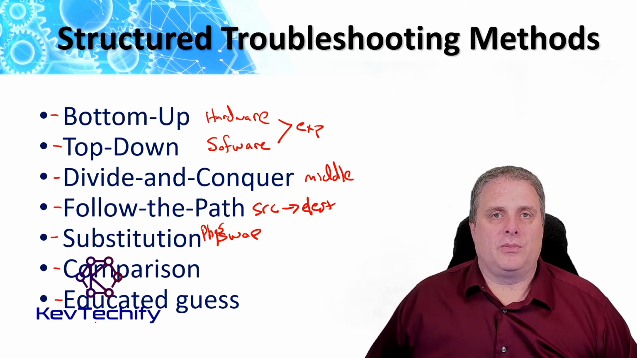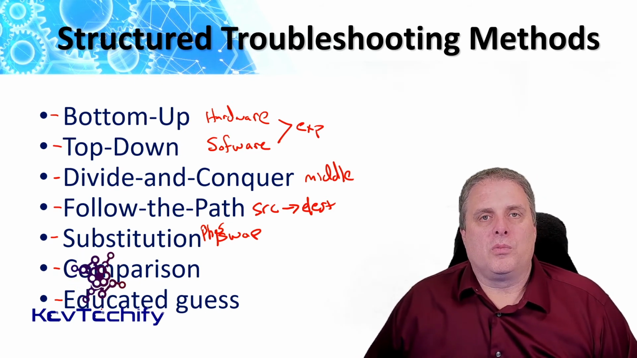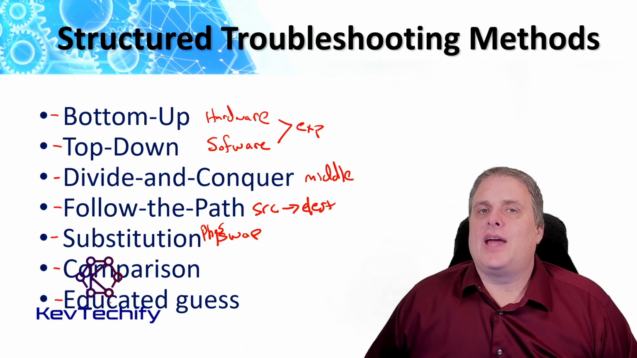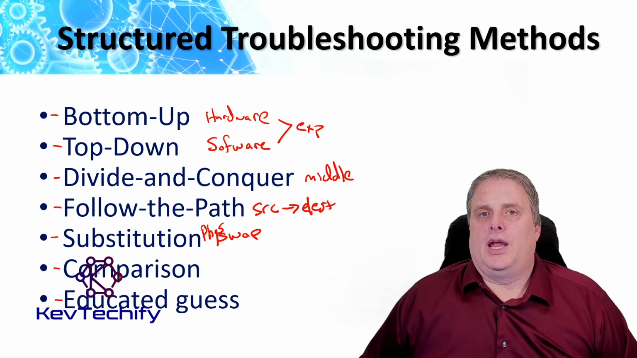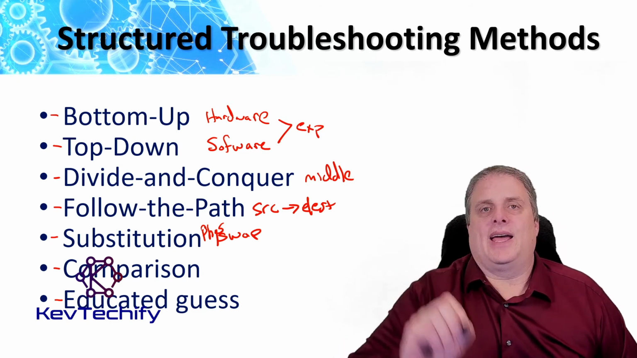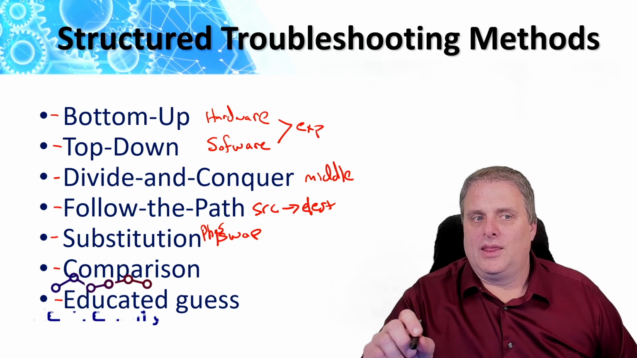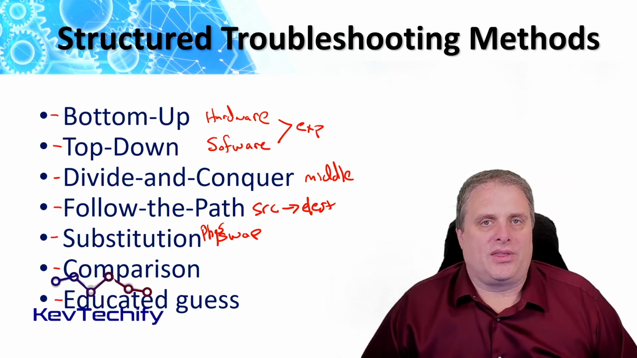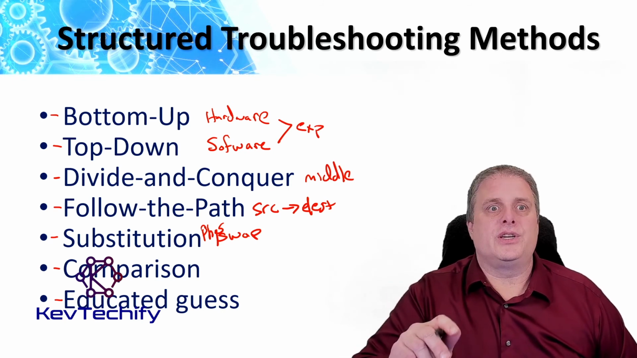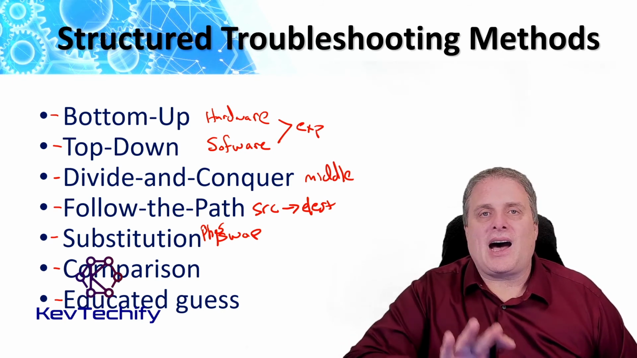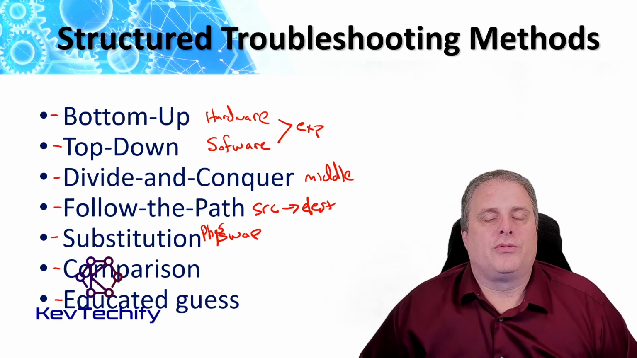But if you've been at the company for 10 years and you've personally built that network up with your own blood, sweat, and tears, your educated guess on where that problem is probably going to be a pretty good one. And you could probably go directly there and test it out. And if your educated guess isn't right, then you go and follow one of the other methods. But if your educated guess was correct, you've just saved minutes, hours, days of troubleshooting, and hopefully you got your problem fixed right away.